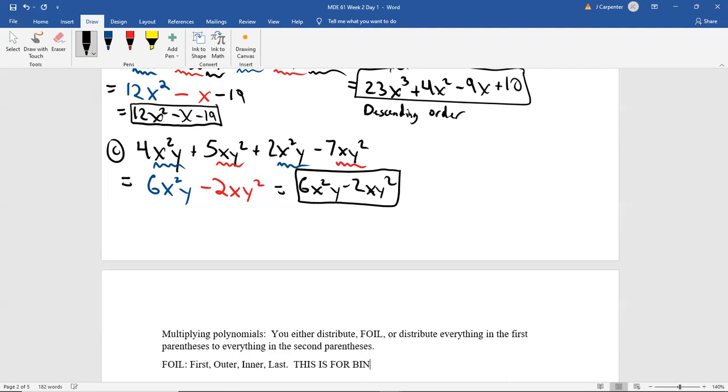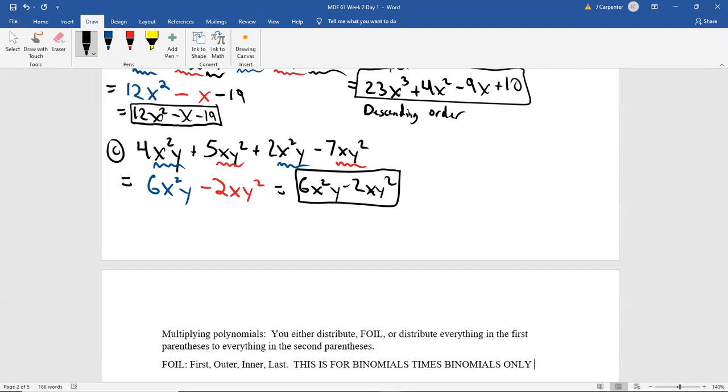This is for binomials only. Can't do that on anything else. Only for binomials times binomials, which means 2 terms times 2 terms. If you have 1 term times 3 terms, nope. You have 1 term times 2, nope. If you have 3 terms times 2, or 2 terms times 3, or 3 terms times 3, nope. Don't call it foiling. There is no first, outer, inner, last.